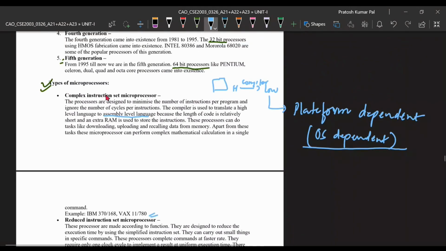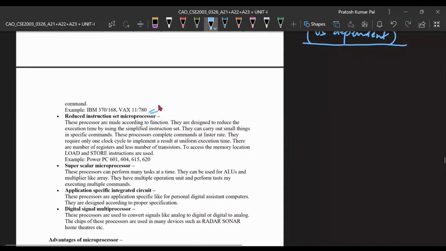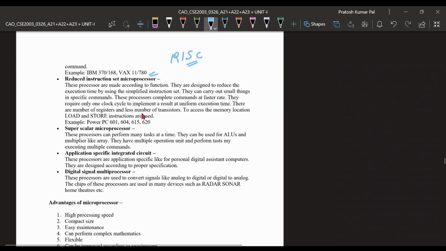So the complex instruction set microprocessor, sometimes we call it the complex instruction set computer, is CISC. Another one is the reduced instruction set microprocessor, or reduced instruction set computer, which is RISC. We generally call them CISC processors and RISC processors.